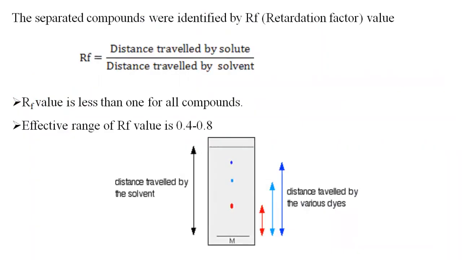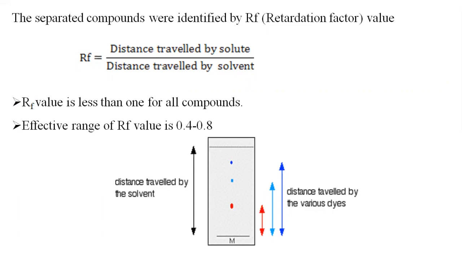After some time, we have to remove the TLC plate that we dipped in the mobile phase chamber and dry it. After drying, we spray a specific reagent, and then we get the spots. In the given diagram, the mixture has three samples. These three samples do not travel the same distance; they have different travel distances.